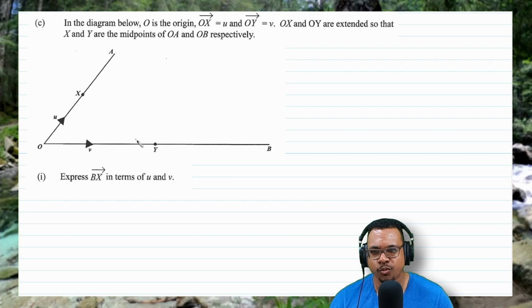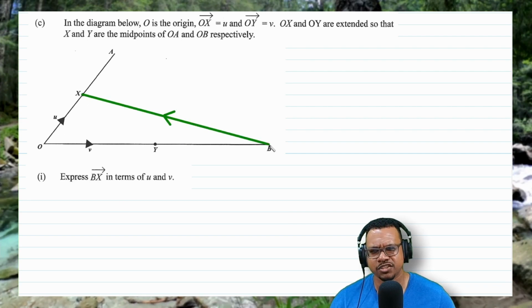So all this means is that if O to Y is v, then O to B is just 2 times v. If O to X is u, O to A is just 2 times u. Here I want to express BX in terms of u and v. So that's from B to X. Let's draw a line connecting B to X. I put the arrow going in this direction because you're going from B to X. As I said, this is u, so that's good. O to Y is v, so O to B is 2 times v.